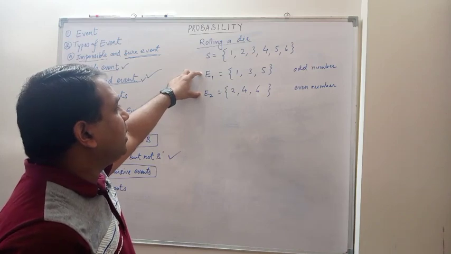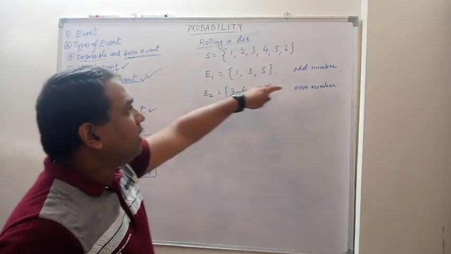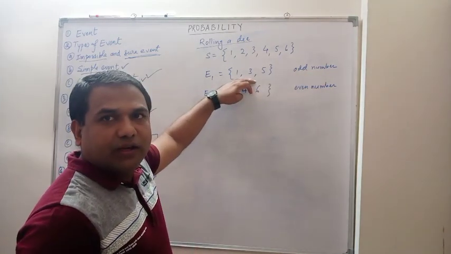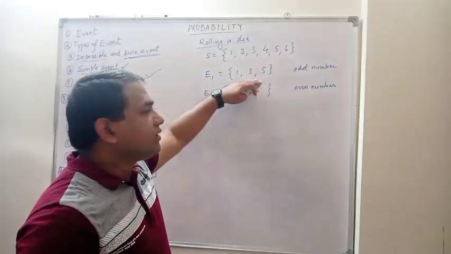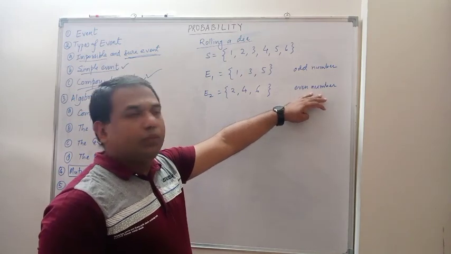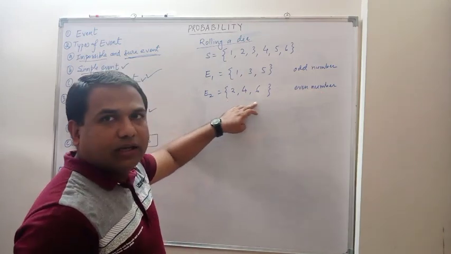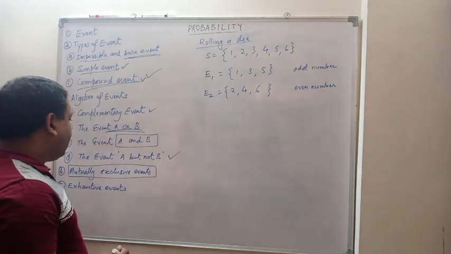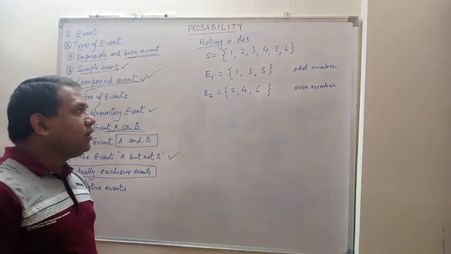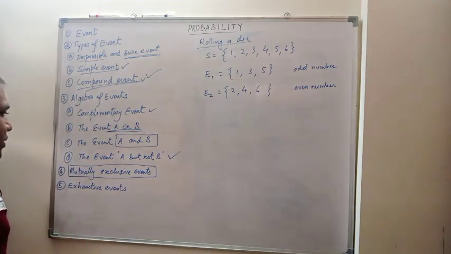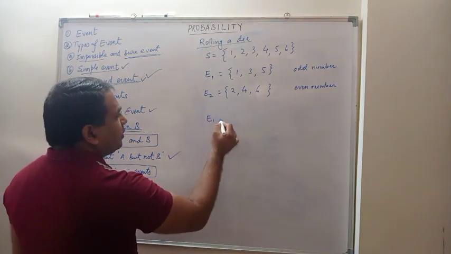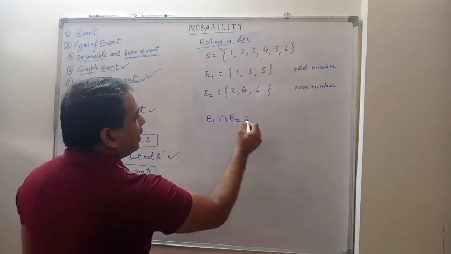Event 1 is, if you are throwing a die, then you are getting odd numbers. If you get odd numbers, then definitely 1, 3, 5 is in your favor. And if it is said to get the even numbers, then we have 2, 4 and 6 as our even numbers. So mutually exclusive events means there are two events, and these two events are entirely different from each other. Or if I say E1 intersection E2, then I'll get the empty set.